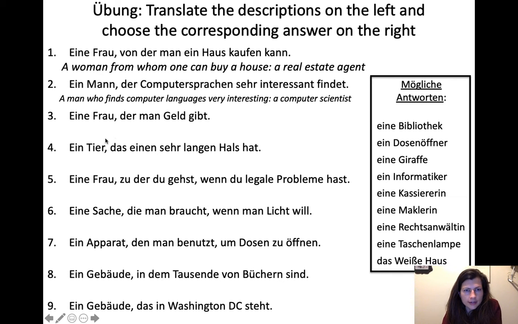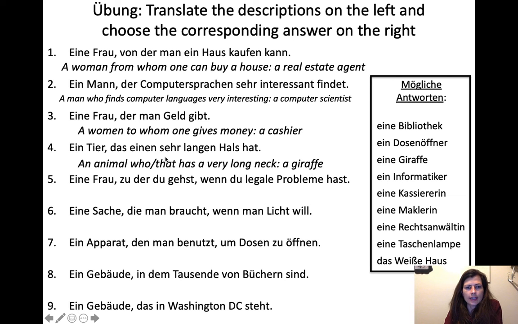Eine Frau, der man Geld gibt. So that's a woman to whom one gives money. A woman, so it's the dative feminine der. And then that's eine Kassiererin, a cashier. Ein Tier, das einen sehr langen Hals hat, an animal who has a very long neck, eine Giraffe, yeah. So we have ein Tier, das einen sehr langen Hals hat, das is the subject, and it's neuter, yeah. So, who has, the animal has, right, subject.